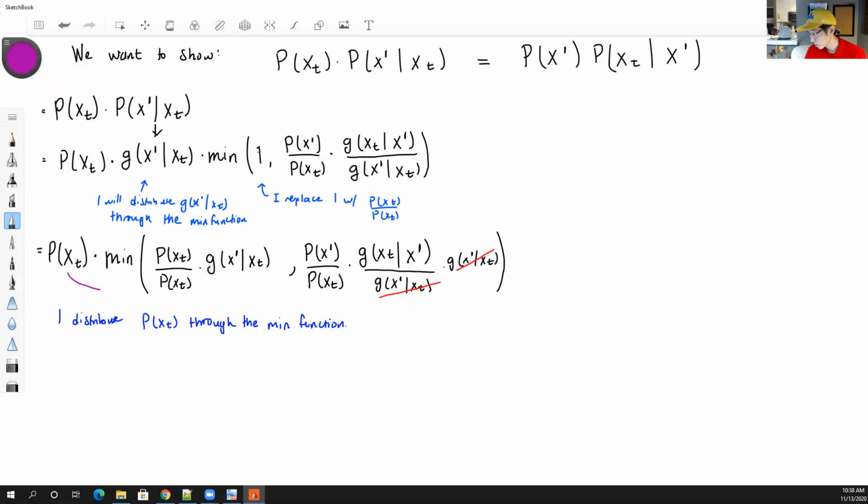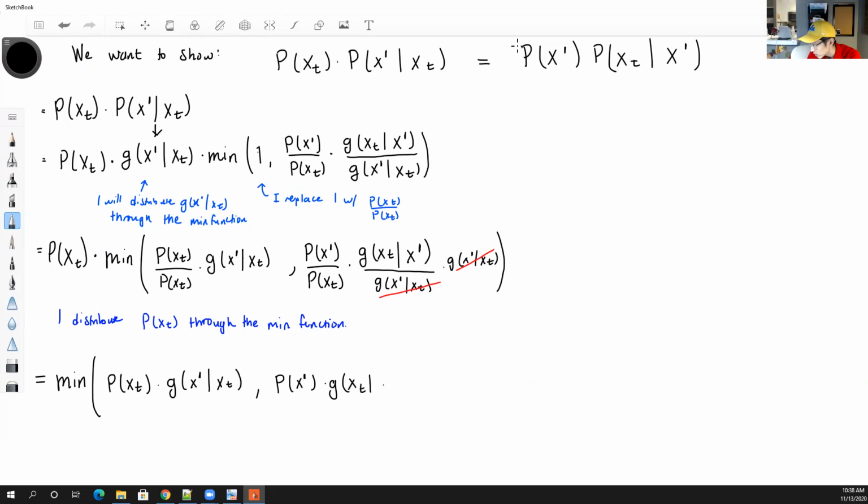I don't know how to show this, but on the left-hand side, I've got the minimum of p of xt multiplied by g of x prime given xt, and p of x prime times g of xt given x prime.